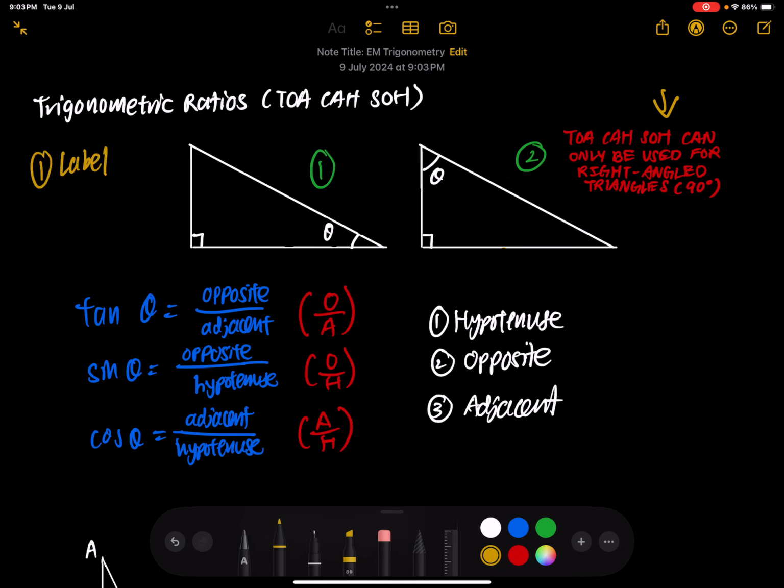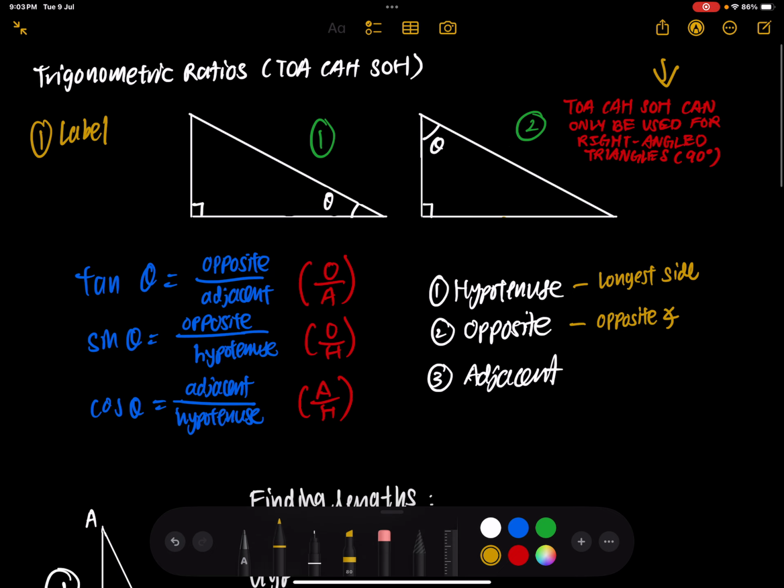How do we label a right angle triangle? Our right angle triangle has 3 different lengths. They are called the hypotenuse, opposite, and adjacent. The hypotenuse is always the longest side of the right angle triangle. Opposite is just opposite the angle you want to find or the angle given. Adjacent is literally the last one. Okay, let's do example 1.